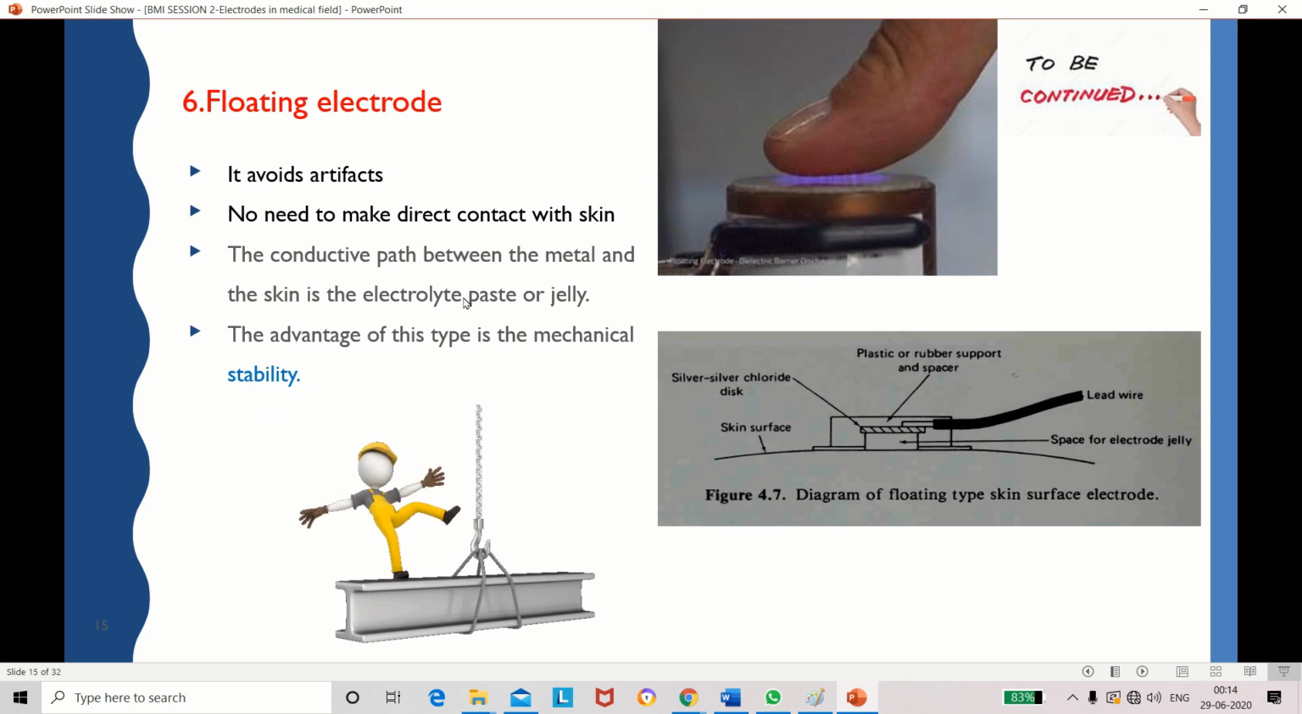Already I told that. What is stability? See, it can provide accurate results. Even though the electrode is in a floating stage, it can give exact results. So this type of electrode can give good stability. That is the main advantage. So I have shown this figure as an example for remembering the word stability.